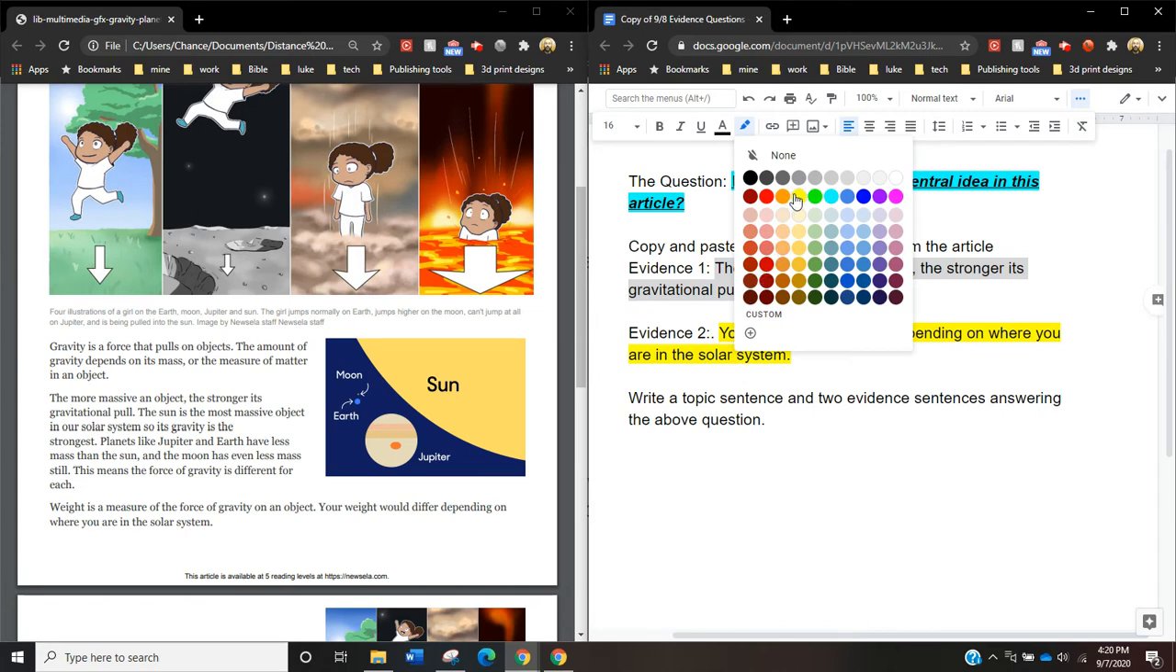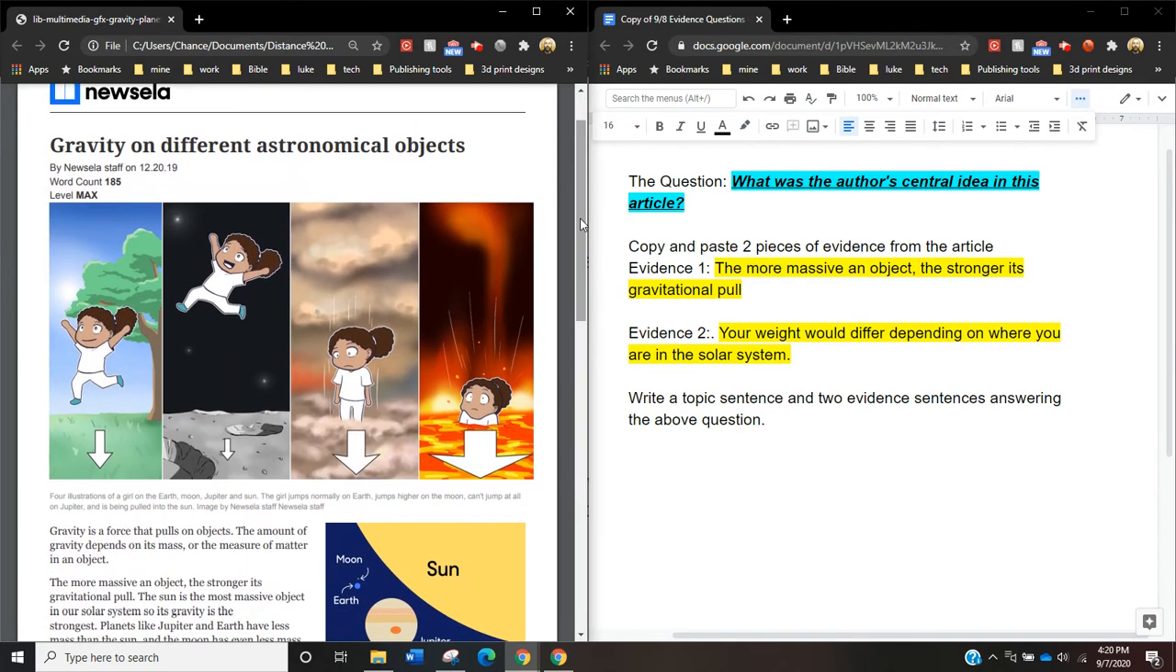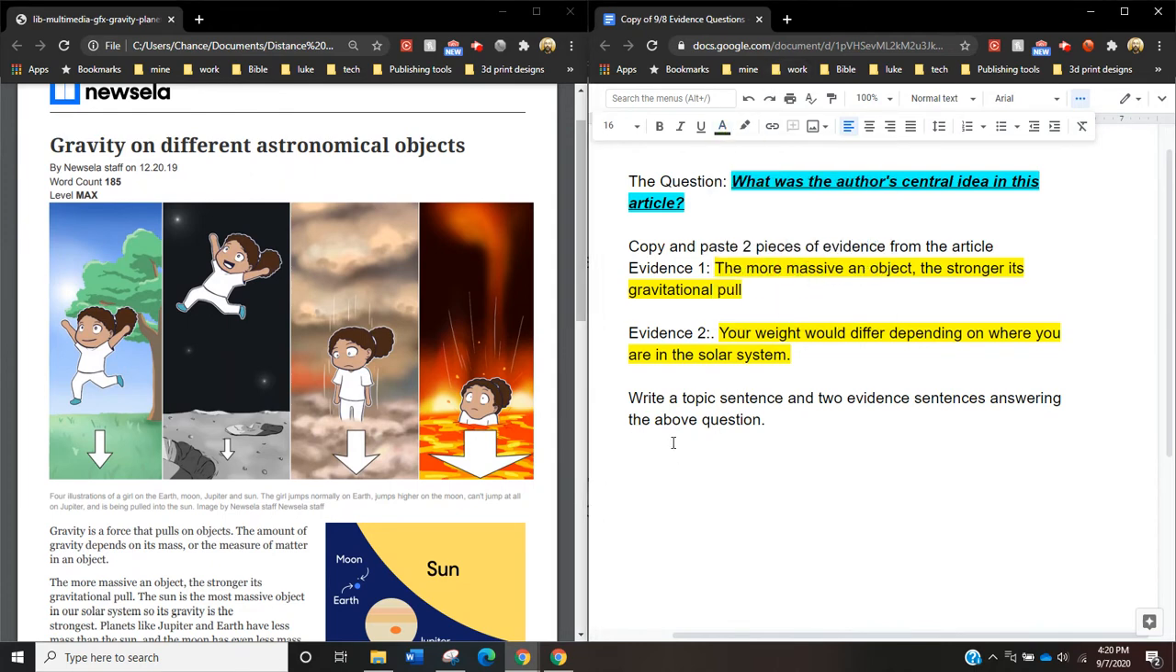So now I'm supposed to write a topic sentence and two evidence sentences answering that question. All right, so I need to start with my topic sentence. Now my topic sentence has to be green. Just make it green. And I indent, and then I have to refer to the article. So in the article, Gravity on Different Astronomical Objects, written by Newsela staff.